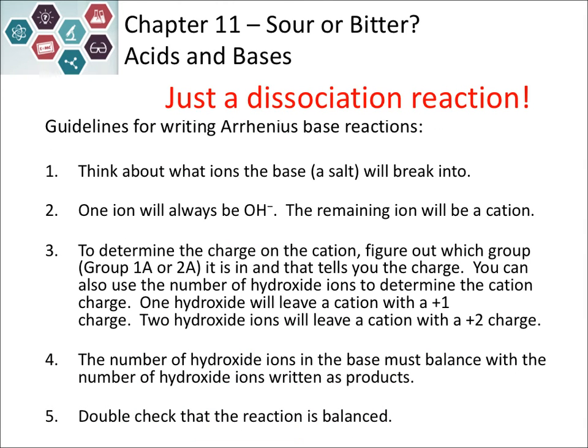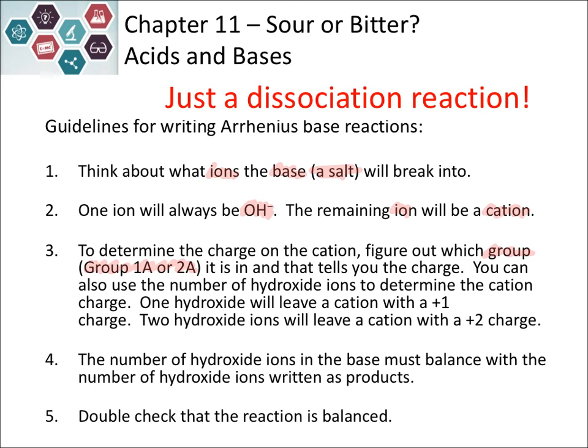So here are the steps all written out. Again, probably easier to see by example, but you want to think about what ions your base, which really is just a salt, an ionic compound like we did in chapter 6, breaks into. You're always going to have hydroxide, and then your remaining ion is going to be a cation. To figure out the charge of the cation, you're going to look for your group, and all of these examples will be from either group 1 or 2. Group 1 is always +1, group 2 is always +2.